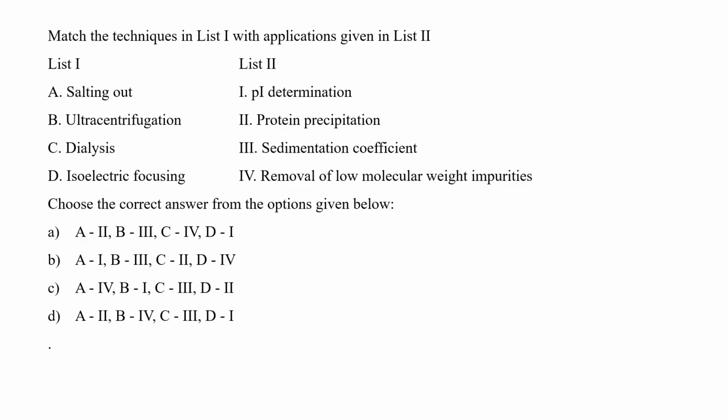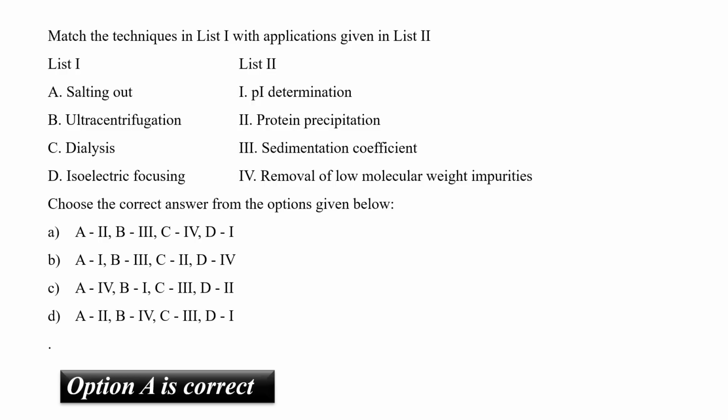So we have to find out in which option A is connected with second while C is connected with fourth. If you see, option A is connected with second while C is connected with fourth. That has to be the correct answer. Ultracentrifugation, as we know, is used to determine the sedimentation coefficient, while isoelectric focusing is also used to determine the pI.